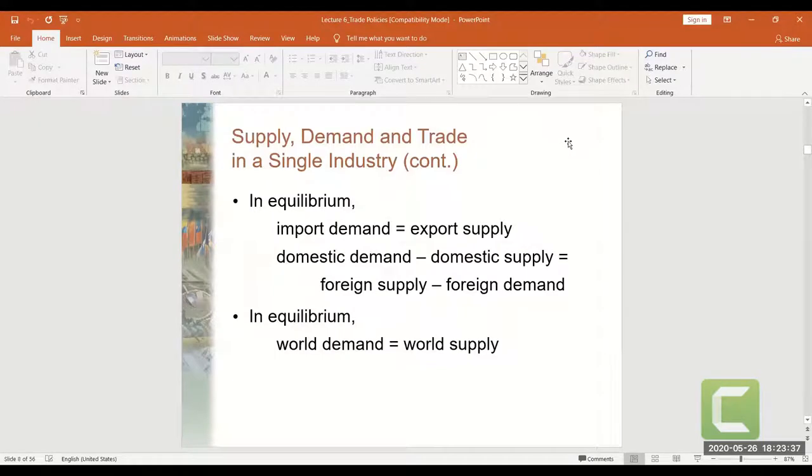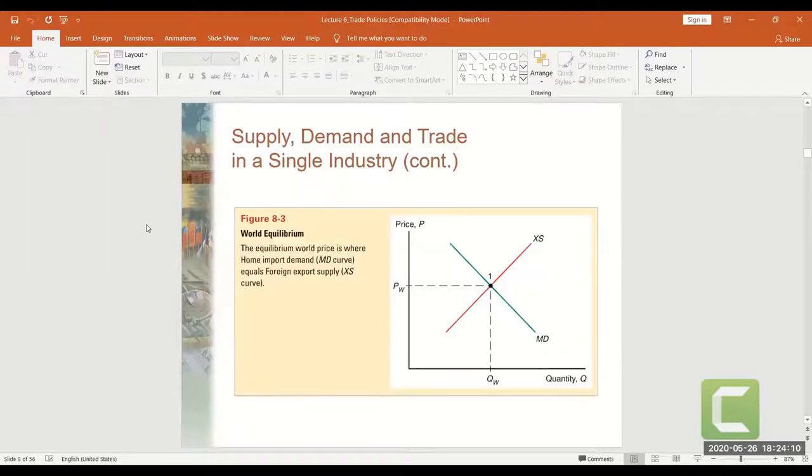At equilibrium, world demand equals world supply. We are just taking two countries as the world, so import demand is going to be the same as export supply. That's just simple and straightforward. Domestically, where the price is high, the difference between demand and supply should be equal to the difference between supply and demand in the foreign market.